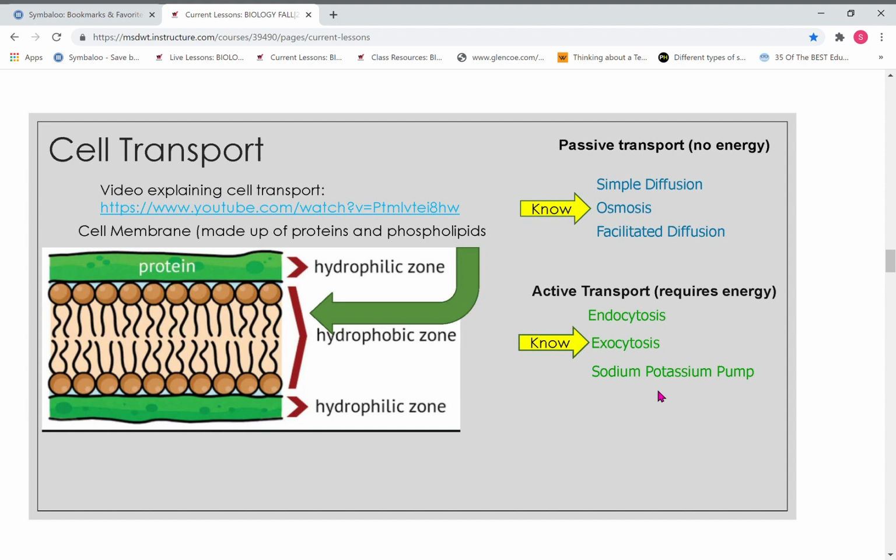Sodium potassium pumps are proteins embedded into the cell membrane, which help pump across, again going from low to high, the sodium and potassium that is required in your body.